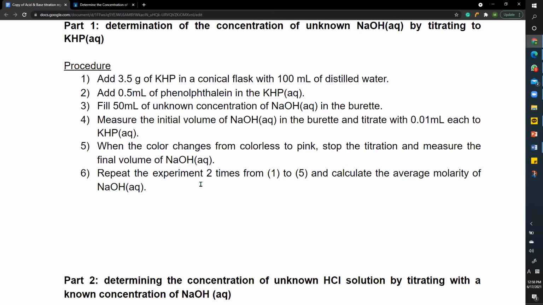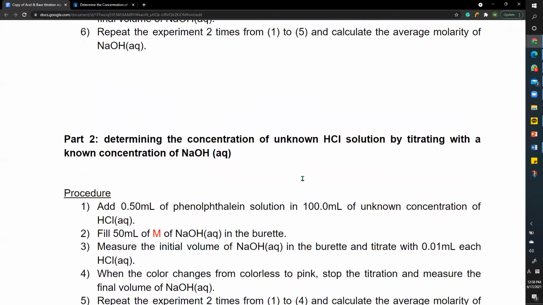And then repeat this experiment 2 times or 3 times if you want, following steps 1 to 5 of this procedure, and calculate the average molarity of the NaOH.